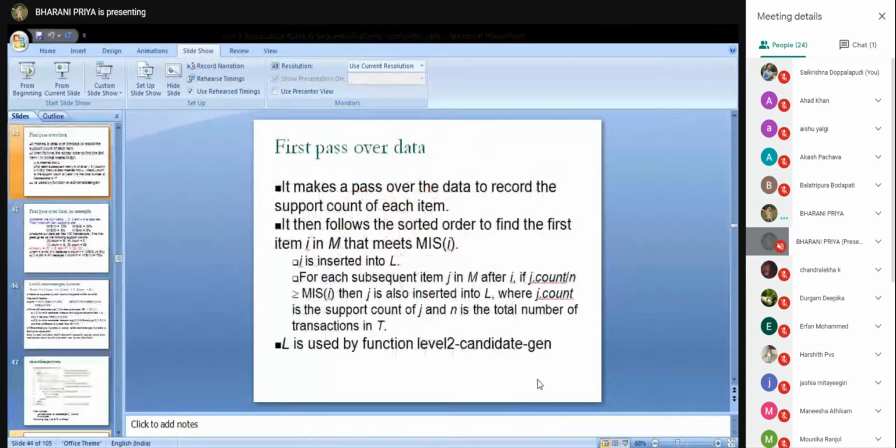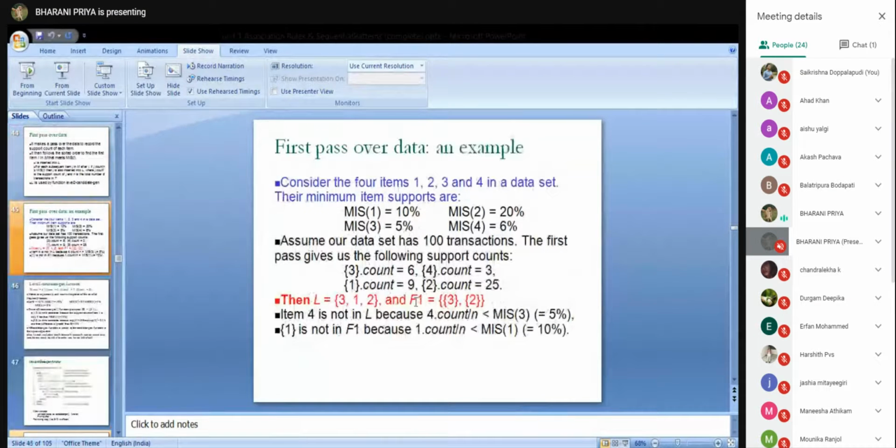Now see, this is only in the first initial stage while finding the L values. From this you are generating F1, because again to generate frequent items we use the minimum rule. So we are not including 1 in F because its support is less than the minimum item support.